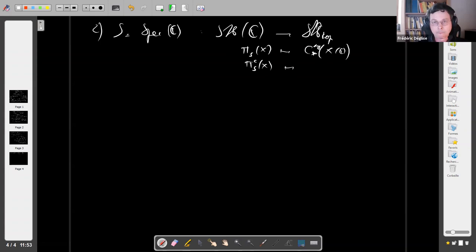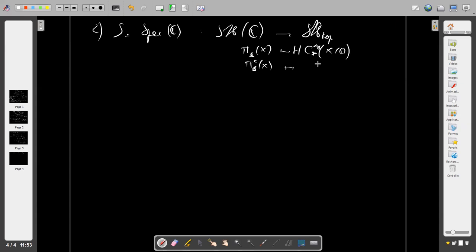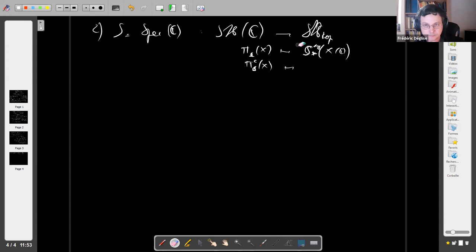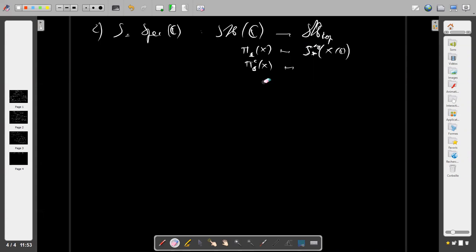I mean, you don't have C star on the right, you have suspension spectrum. It is not linear, right? Okay. So it's something like H of this. I mean, your target is the stable homotopy category, not DM. Yes, something like that. It's the singular... I mean, it should be just the suspension spectrum of this topological space.